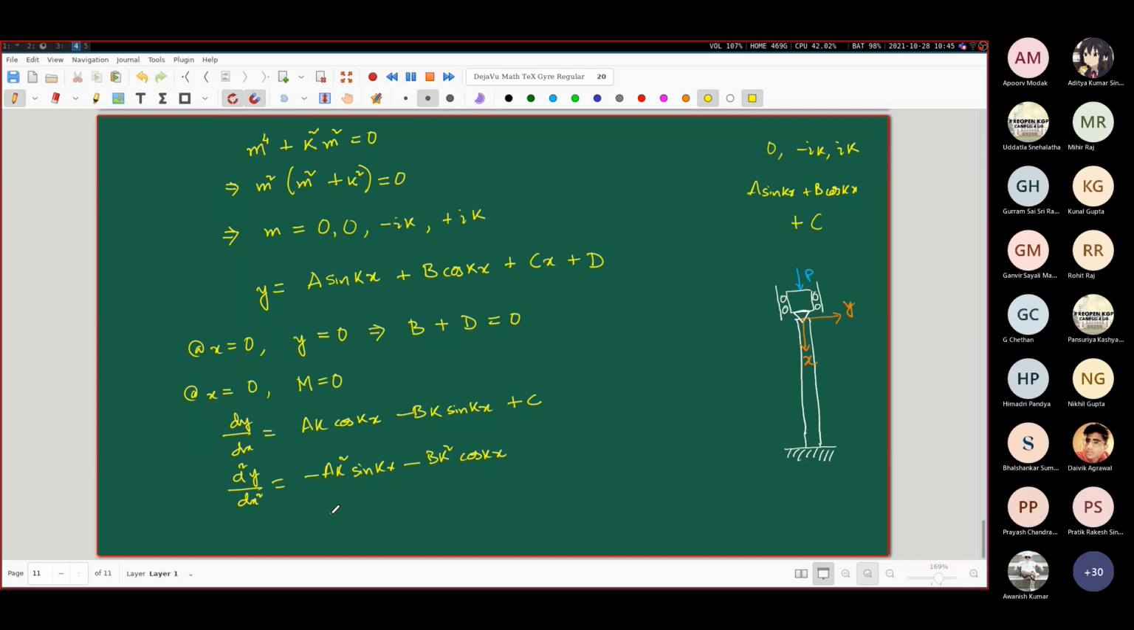Implementing this condition, if you set x equal to 0 here, what do you get from here? B equal to 0, is it not? So basically you are obtaining this thing. Please check if this is correct. I'm only doing myself. Please tell me if this condition is correct and this condition is correct or not. Yes, sir. Yes or no? Yes, sir.